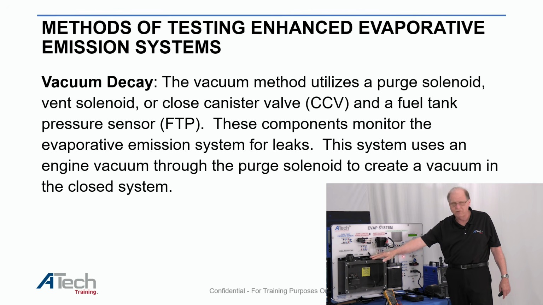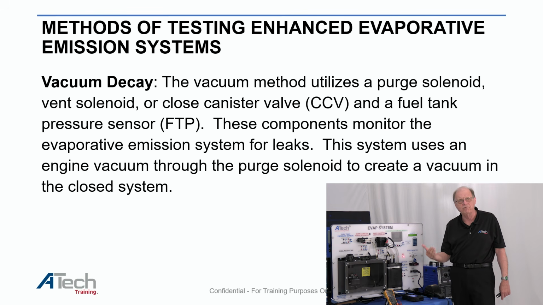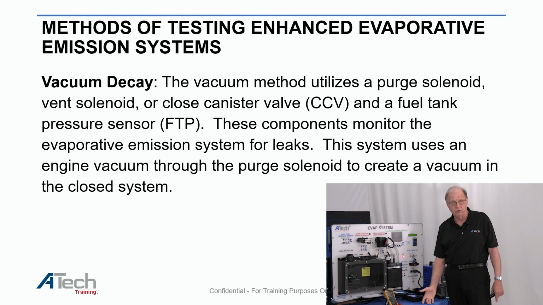Now what we're going to do at that time, we're going to put a vacuum in the system, and we're going to watch for a pressure decrease in the system. So your pressure sensor is usually on the top of the tank somewhere. So those are the three things we're going to be using. And the purge solenoid is going to create a vacuum in the system by allowing vacuum to be applied there. And if this is closed, we should see a change in pressure. We're going to hold it for a period of time, and then we're going to see if it holds that pressure. If it doesn't hold the pressure, then that would indicate we have a vacuum leak in the system.